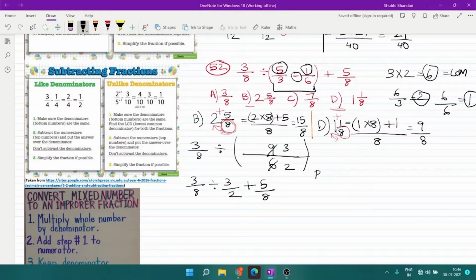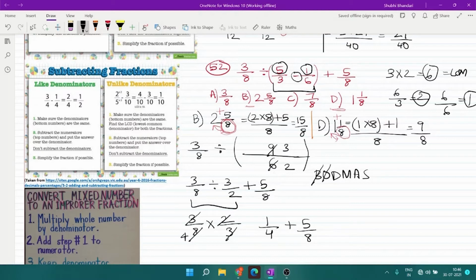Now again applying BODMAS, we have evaluated the bracket. We don't need to worry about order. Division. There is division here. So we do 3 by 8 into 2 by 3. We can cancel 3 and 3, and we can also cancel 8 and 2. So 8 divided by 2 is 4. So this becomes 1 by 4 plus 5 by 8. Or we could also not cancel 2 and 8 and simply write it as 2 by 8 after only cancelling 3.